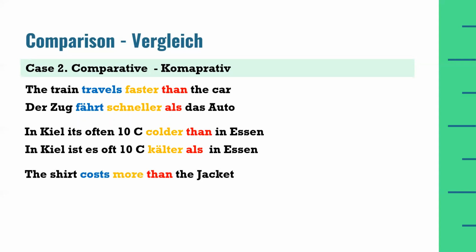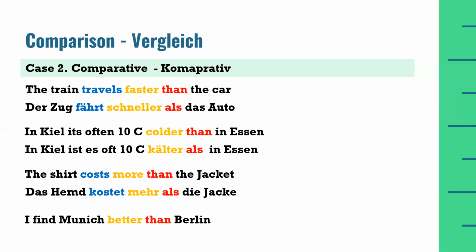The shirt costs more than the jacket. Das Hemd kostet mehr als die Jacke. Again, das Hemd comes at the first position. At second position, we have used the verb kosten, which means to cost, and it is conjugated according to das Hemd, so it becomes kostet. Then for more, we have the adjective mehr, which is in comparative form, and in place of than, we will use als in the German language, and at the last position, we will use the second object which we are comparing, and the second object is die Jacke.